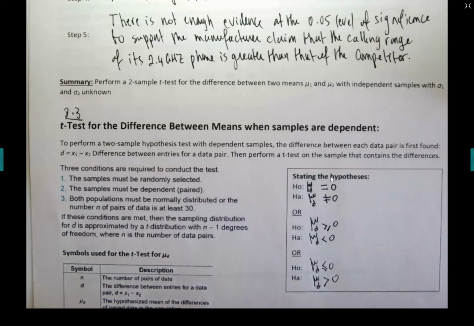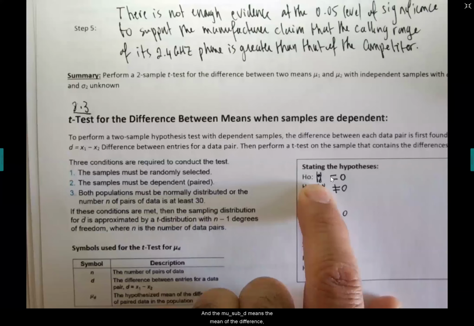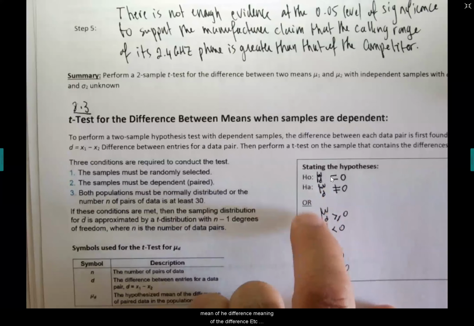I was making $10 an hour, and because of what's going on right now, the salary is going to decrease to $8 per hour. What is 10 minus 8, guys? Do you agree with me that 10 minus 8 is $2? It's positive. So when you talk about a decrease, the difference will become positive. That's very important, so pay attention to this. And the mu sub D means the mean of the difference.